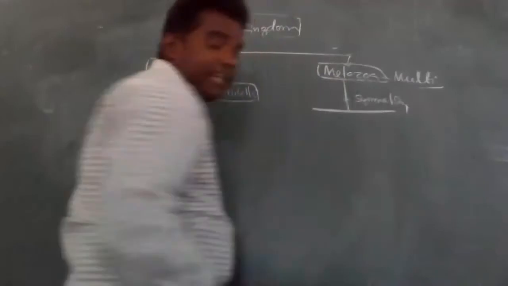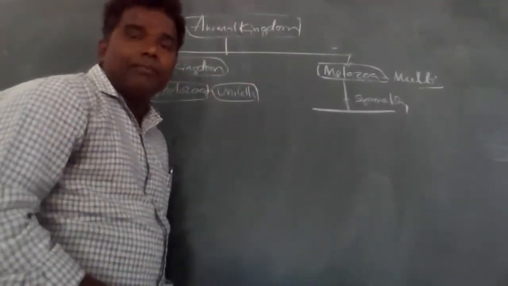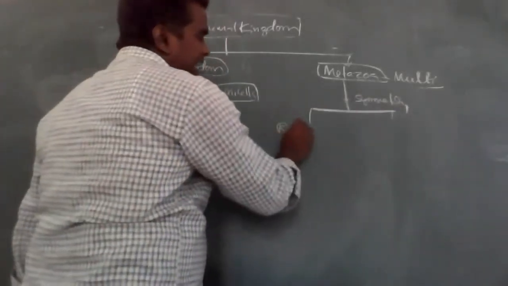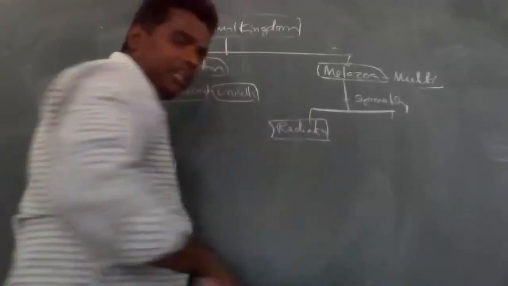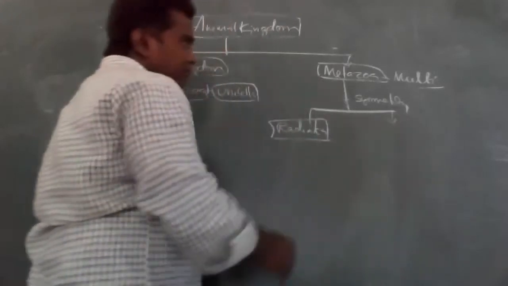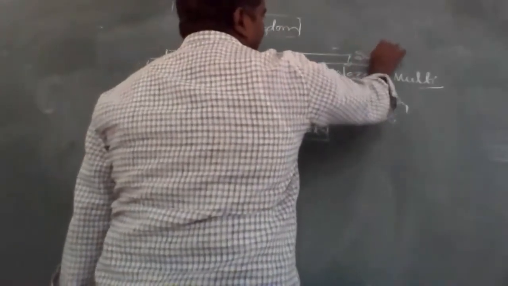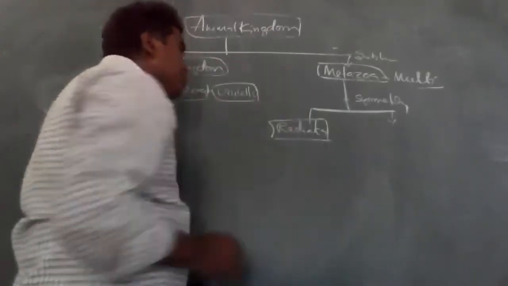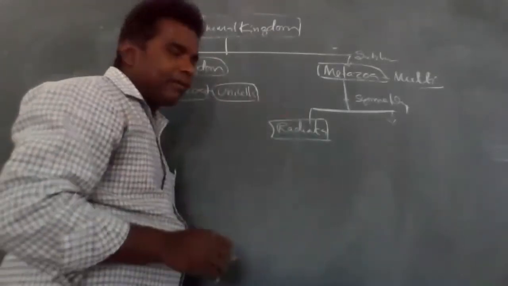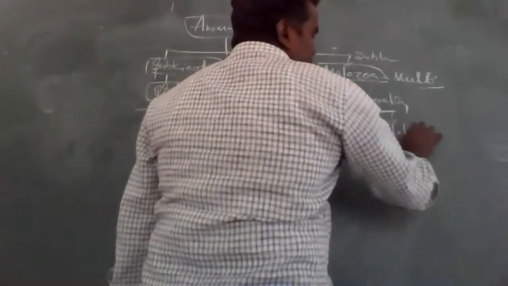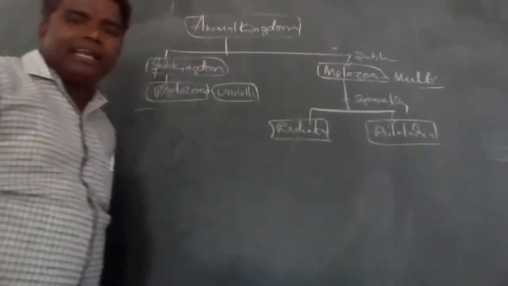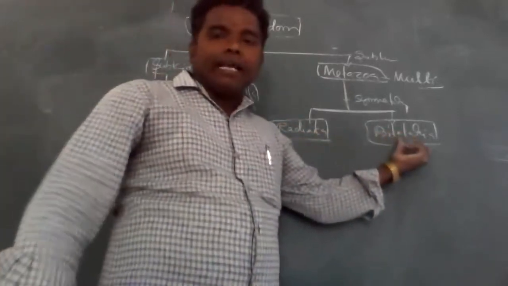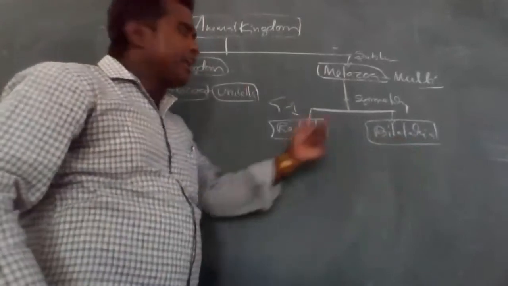Based upon the symmetry, this Metazoa can be divided into two grades. Not divisions, grades. Two grades are there. Grade 1 is called Radiata, grade 2 is called Bilateria.